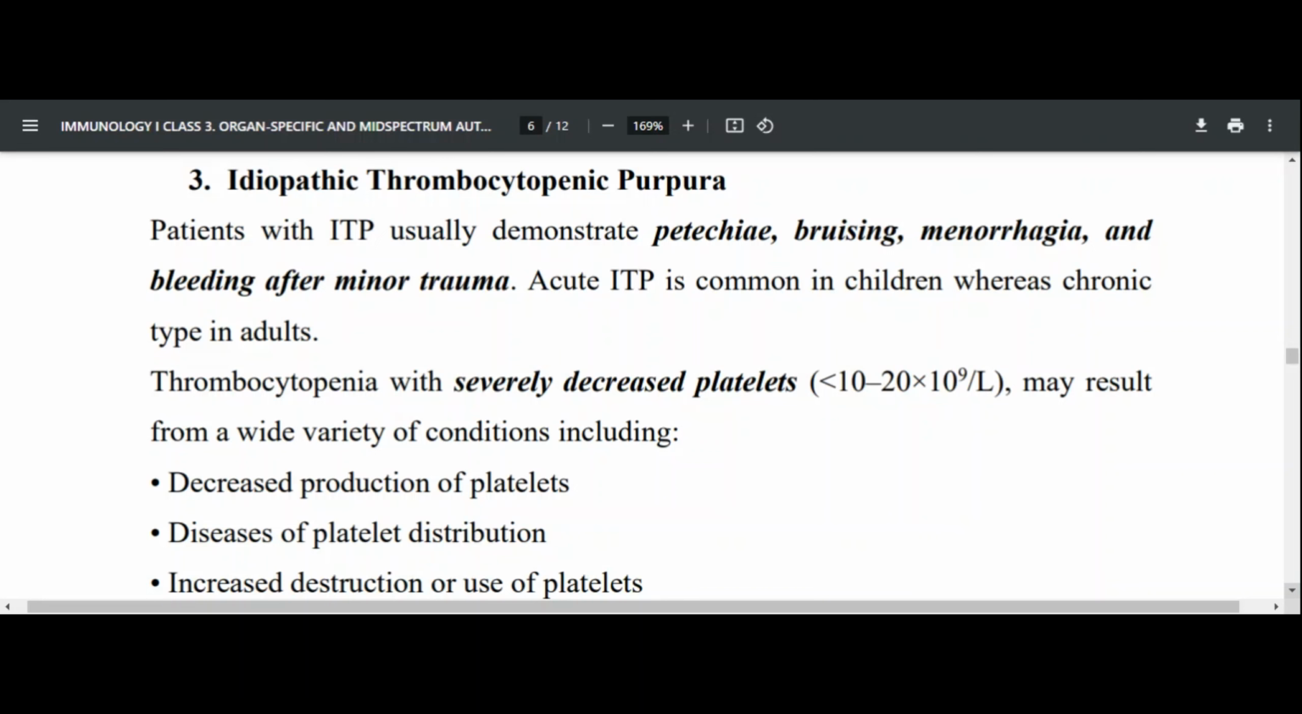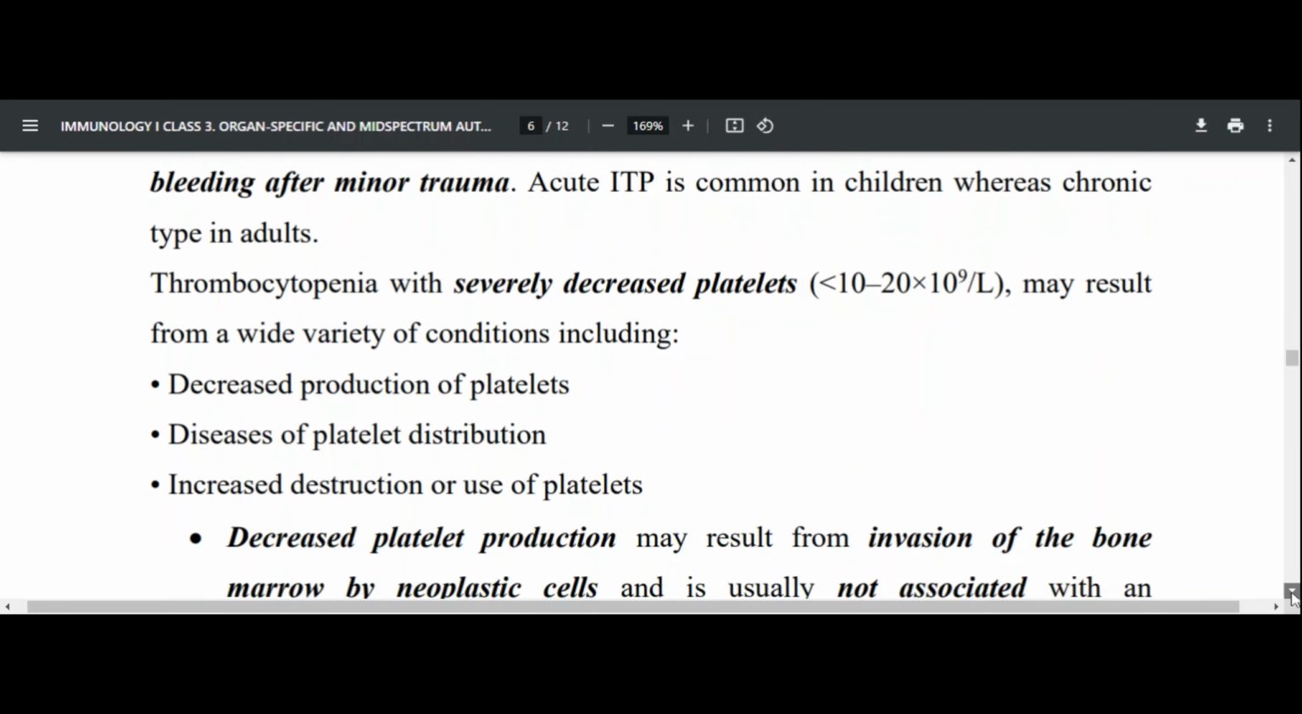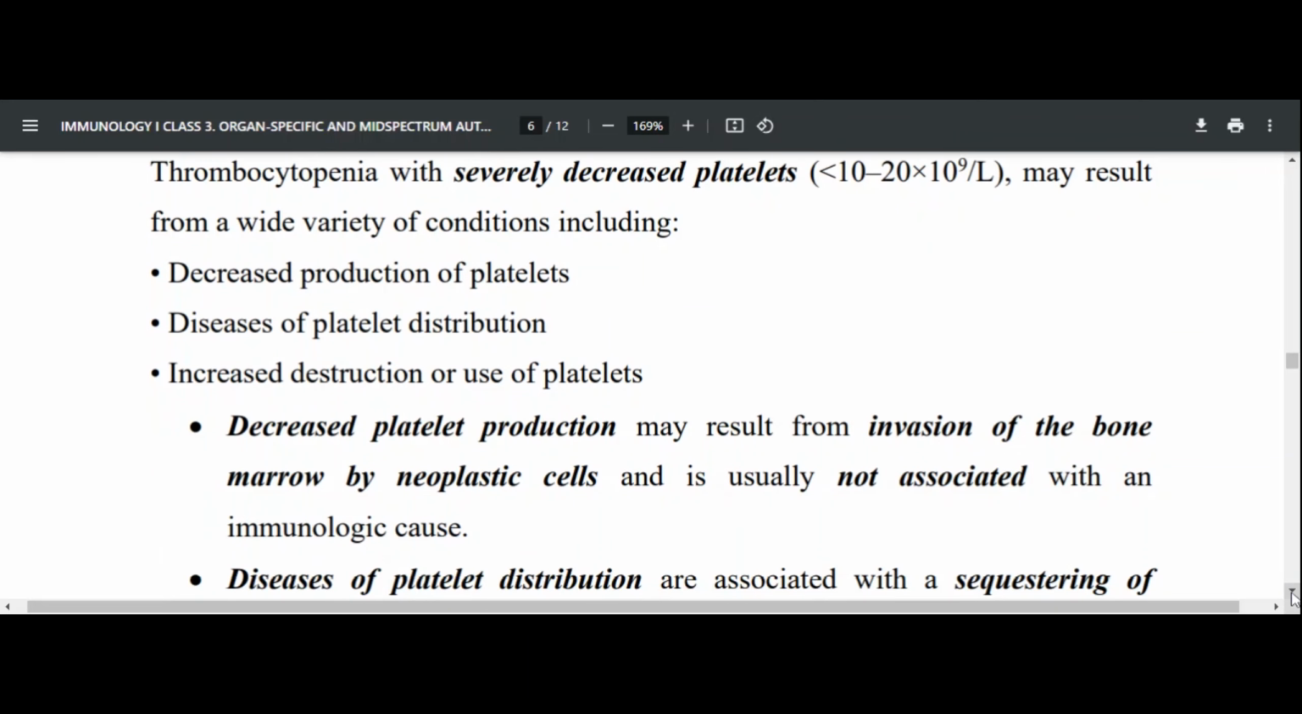It is characterized by petechial bruising, menorrhagia, and bleeding after minor trauma, and this is because of destruction of platelets. Of course, destruction of platelets is going to lead to thrombocytopenia, with decreased platelets. Platelets can decrease because of different mechanisms, for example decreased production of platelets, decreased platelet distribution, and also increased destruction of platelets.